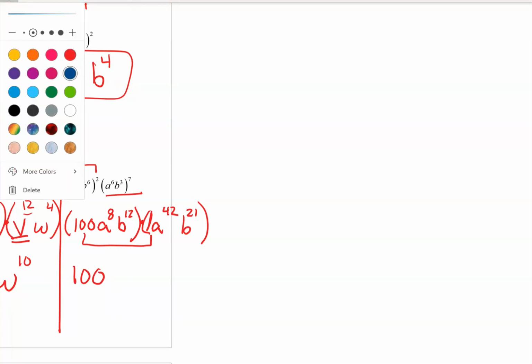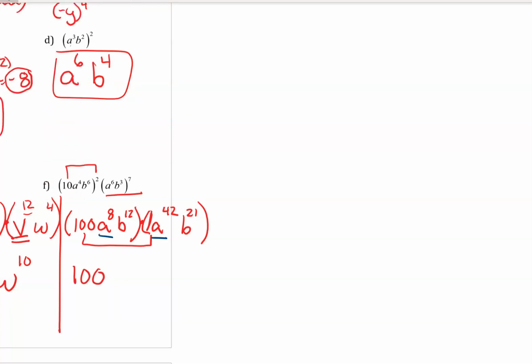Next, we're taking a look at our a term. Same base. A to the 8th times a to the 42nd. We're going to add the exponents together. Get a to the 50th. And then our next term with the same base, b to the 12th times b to the 21st. We add those exponents together. We get b to the 33rd.